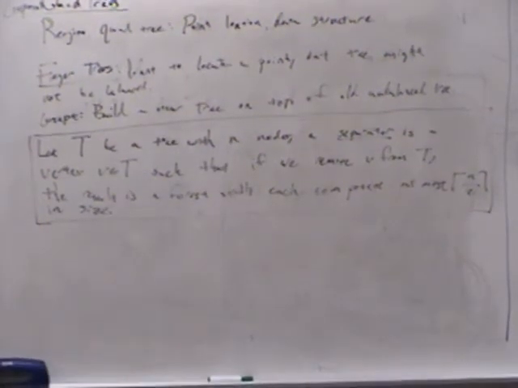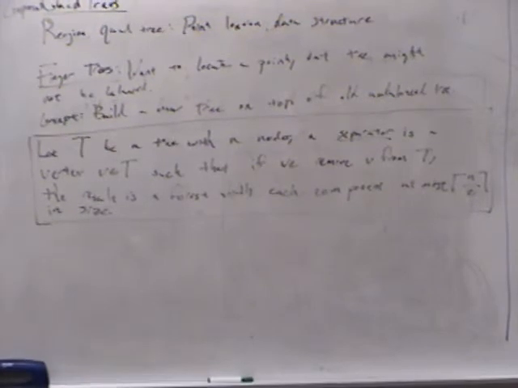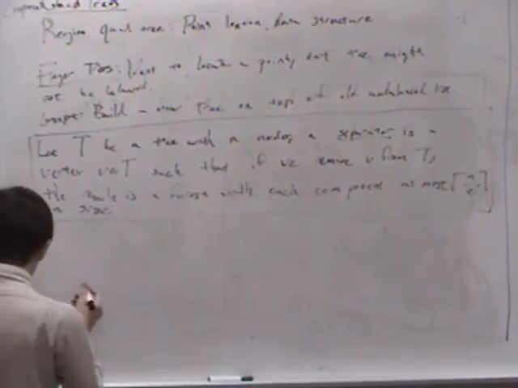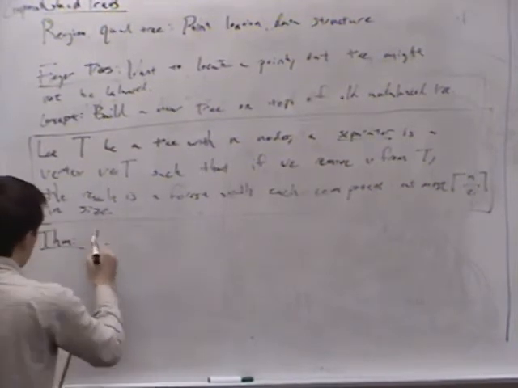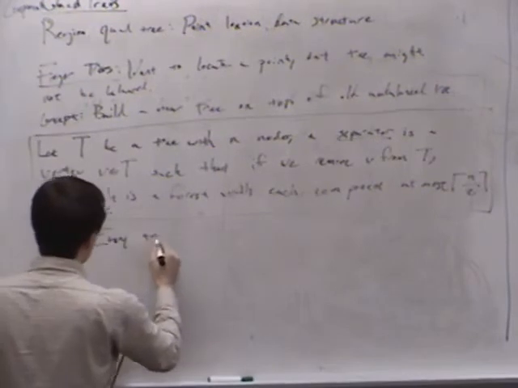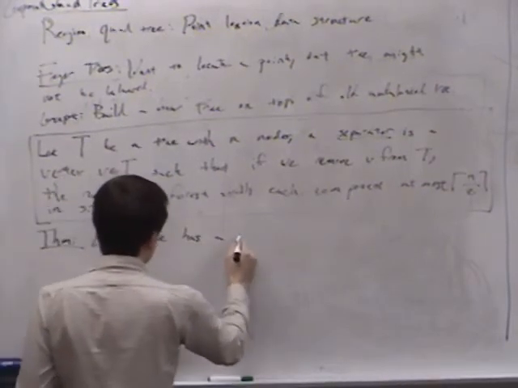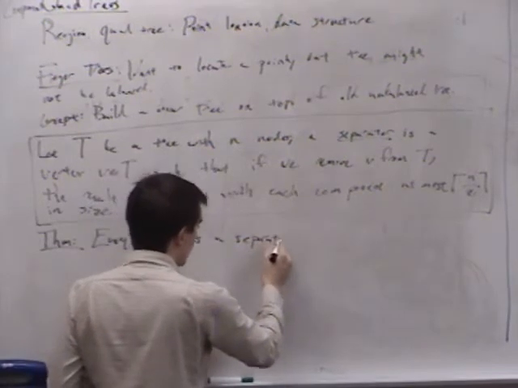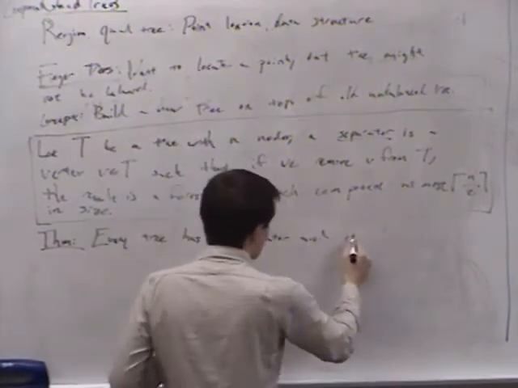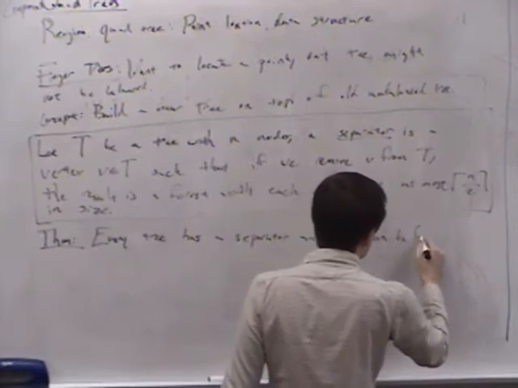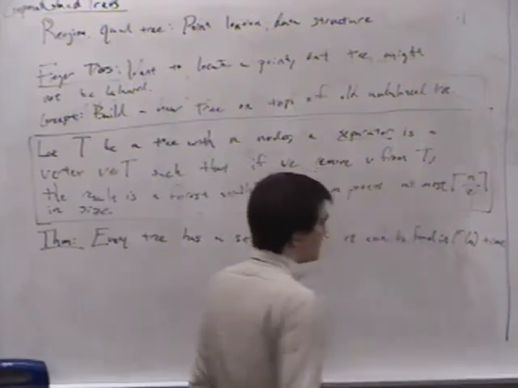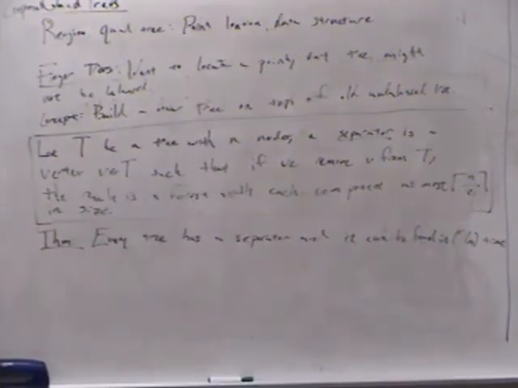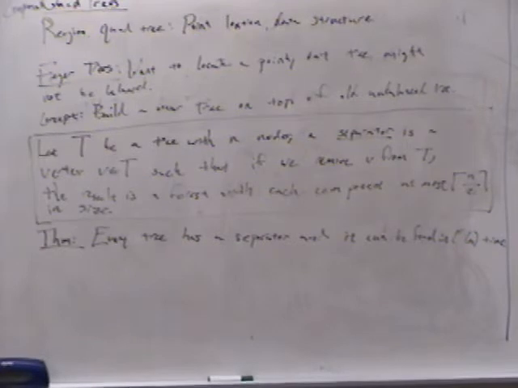All right. So here's the punchline, right? I guess I'll just write it as a theorem. Every tree has a separator, and it can be found in order n time. So it's easy to find a separator, and then once we found the separator, we can split it into two pieces. So this is pretty much all that we need in order to build one of these separator trees.